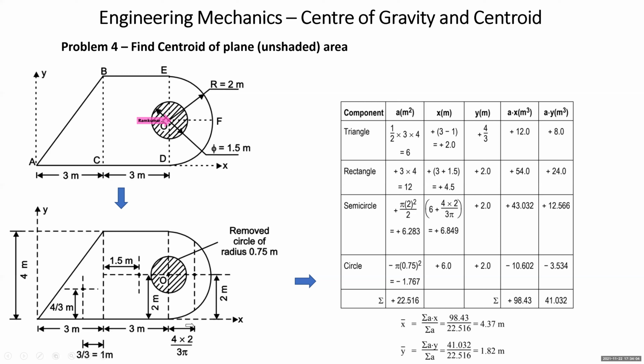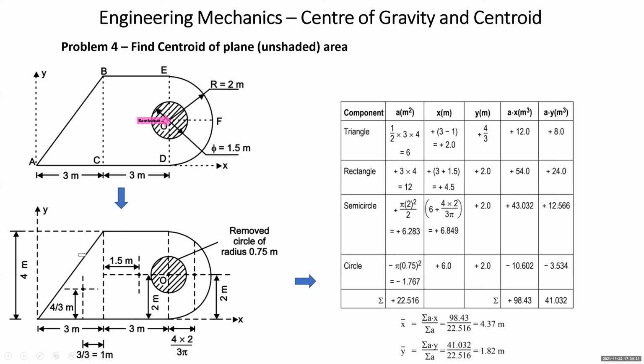Now come to this semicircle. For this semicircle, one centroidal axis will be the axis of symmetry of it. Another will be at a distance of 4r upon 3 pi from the base. This is the base of the semicircle. It is at 4r upon 3 pi. This way, students, we have marked the centroid of each component. Now we go to the table.